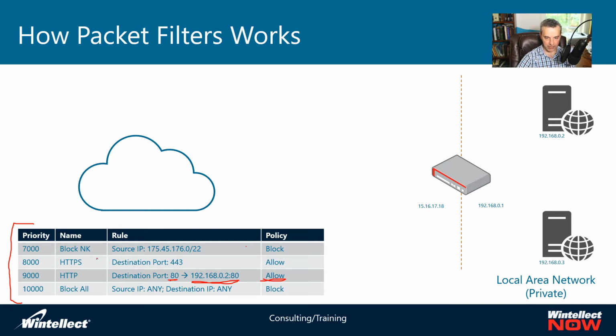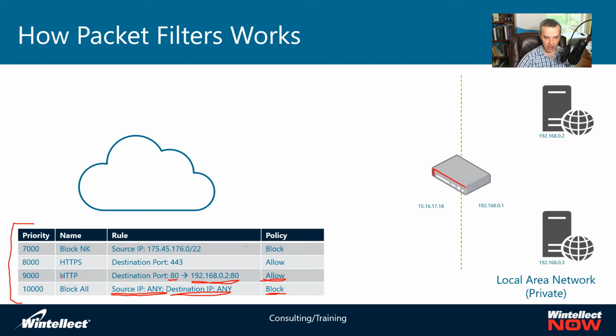It would say that one doesn't match, that one doesn't match, that one doesn't match, and it would get down to this last rule here. This one does match because this is a catch-all rule. It says source IP any, destination IP any. So that basically says any packet is going to be included inside of this rule, and the policy applied here is blocked. So the way this works is a first match priority.